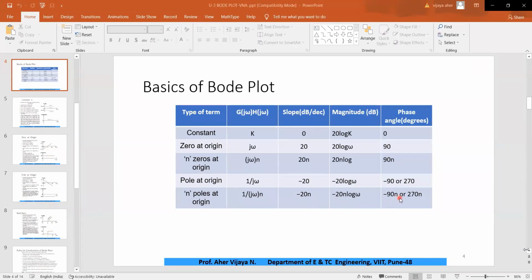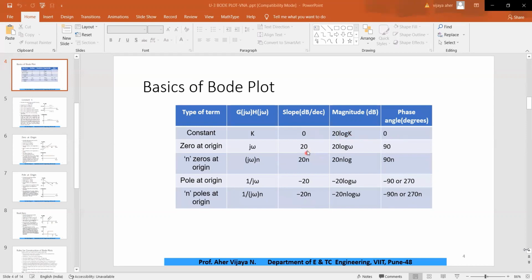Okay. So if n is equal to 4, what will you have to do? Multiply by 4. Minus 90 degree multiplied by 4. Like this, you will get the phase angle, and the magnitude you can calculate, okay, and the slope. For constant, this is the slope. This is magnitude and this is phase.